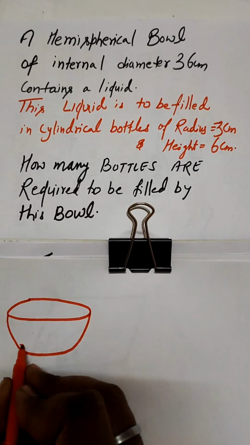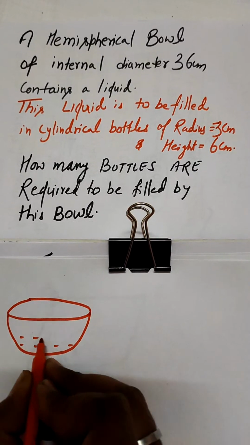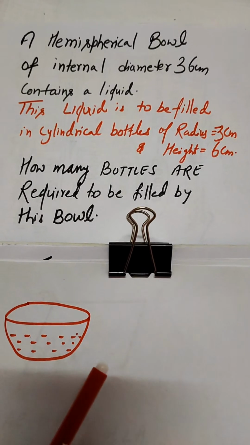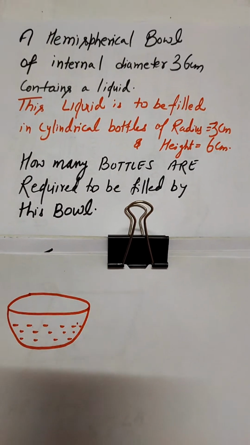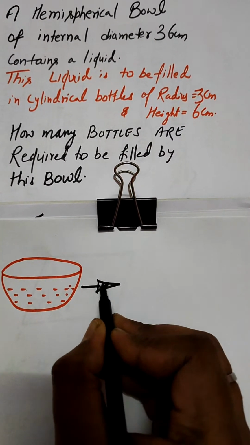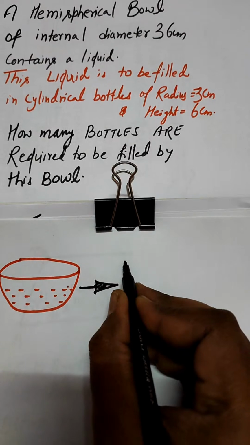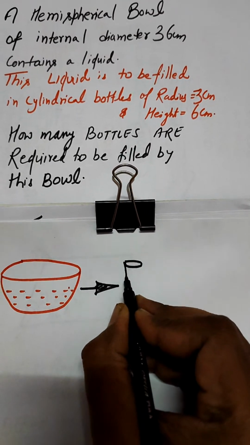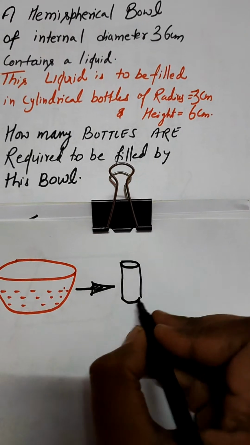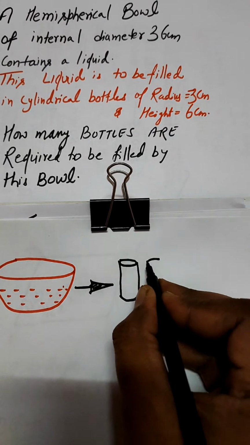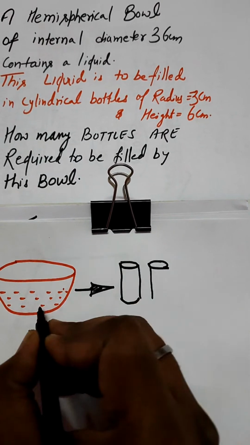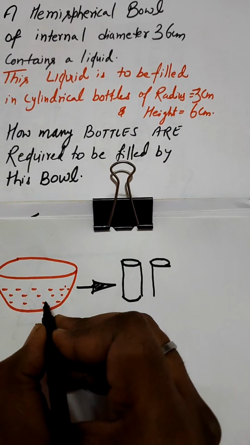This is containing some liquid inside it. Now this is transferred into bottles. So the bottles are in the shape of a cylinder. So let's say this is a cylinder, another bottle, because the volume of one bottle is not always equal to the volume of the bowl.